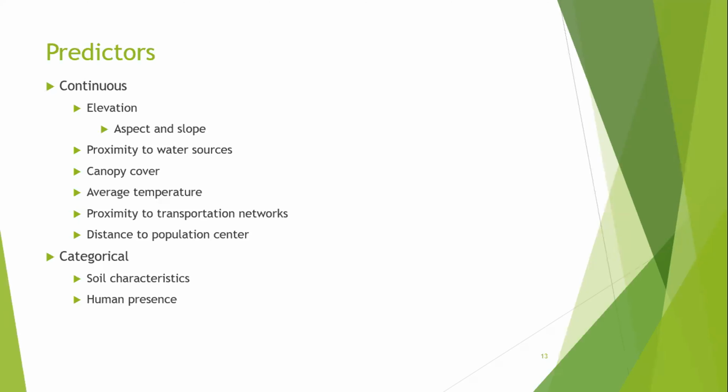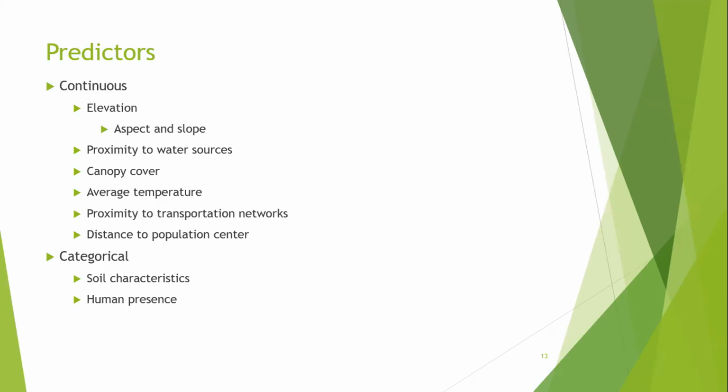And our categorical factors there. We have soil characteristics, so type of soil that the common teasel prefers, and human presence. So I'm still trying to figure out how to describe human presence. It'll probably end up being some combination of activities in the area, because if we're looking at national forests, so are there campgrounds? Are there parking lots there? Are there hiking trails? Are there forest ranger stations? Things of that sort.